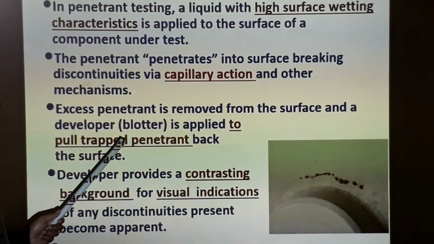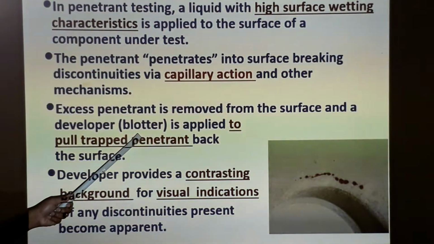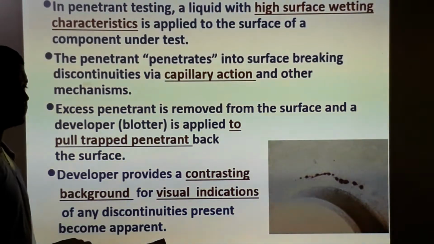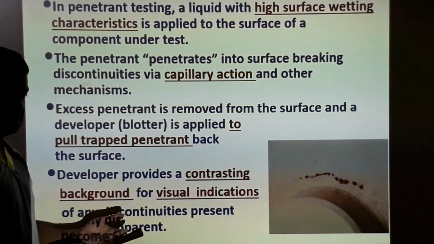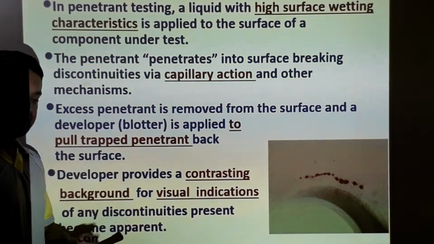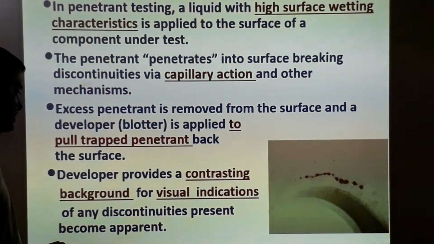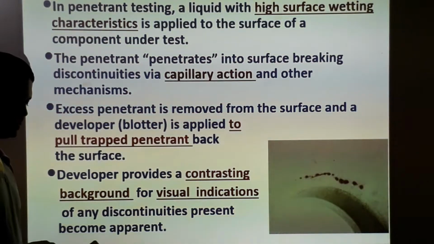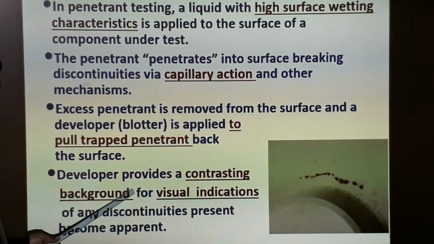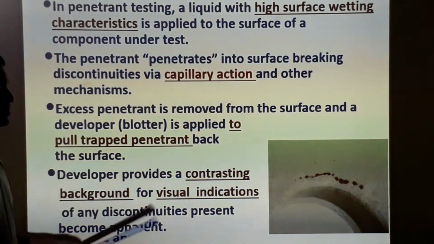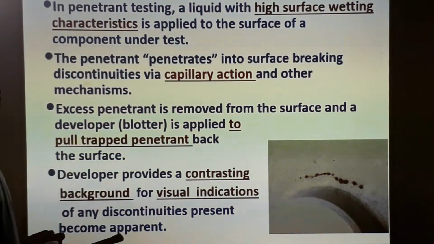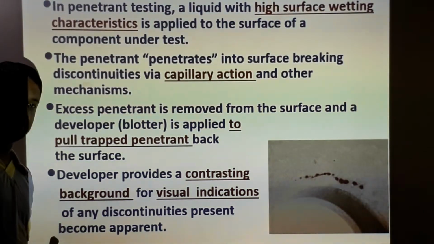The third is the blotting action. What is the meaning of blotting action? Blotting means to take the penetrant out, which is put inside the defect or which is hidden inside the defect. Then the last principle is the contrasting background provided by the developers and the visual indications. So these are the four major physical principles of penetrant testing that you need to remember.